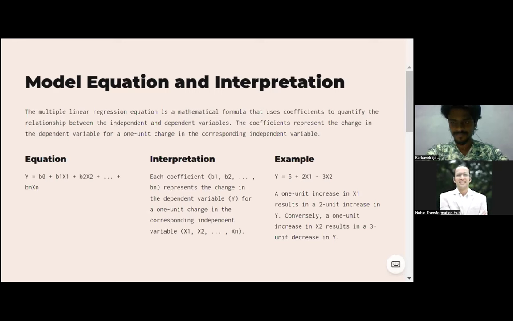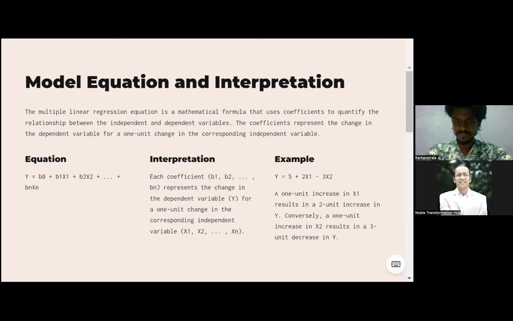The equation mathematically is y equal to b0 plus b1 x1 plus b2 x2. Why b1 x1 plus b2 x2? Because it is multiple. If it is a linear regression, then it will be only one variable; it won't be multiple variables. Multiple means it can be n. That is why you will see plus dot dot dot plus, because multiple can be 3, 4, 5, 6, 7, whatever. Then bn xn. y equal to b0 plus b1 x1 plus b2 x2 plus dot dot dot plus bn xn means n number of variables in the equation.